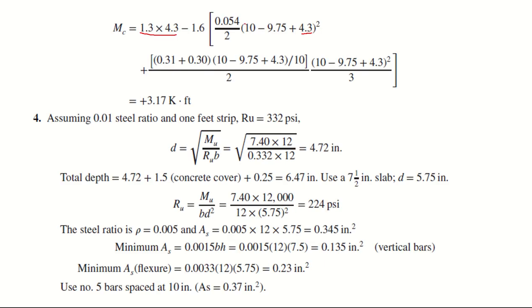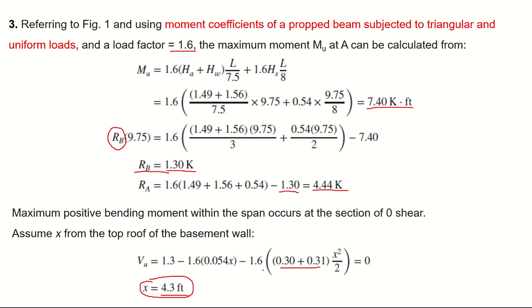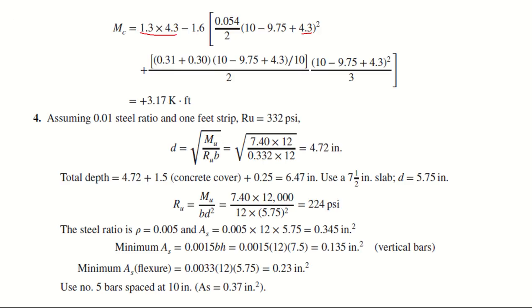Therefore you can see that here it is squared divided by 2. However, here it was not squared, here it is squared, and here it will be a cube. For example, see, this multiplied by this will give you a cube. So we got a value of 3.17 kip feet, which is the value of positive bending moment. Now the analysis is done, and we now have to design, assuming 0.01 steel ratio and 1 foot of strip.